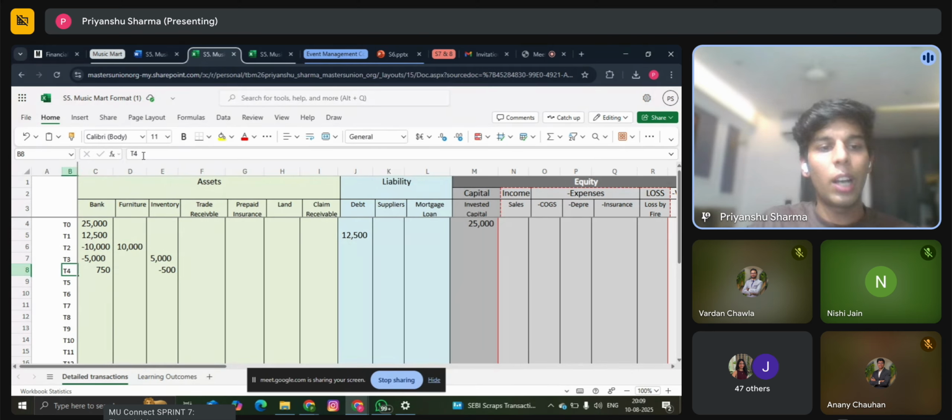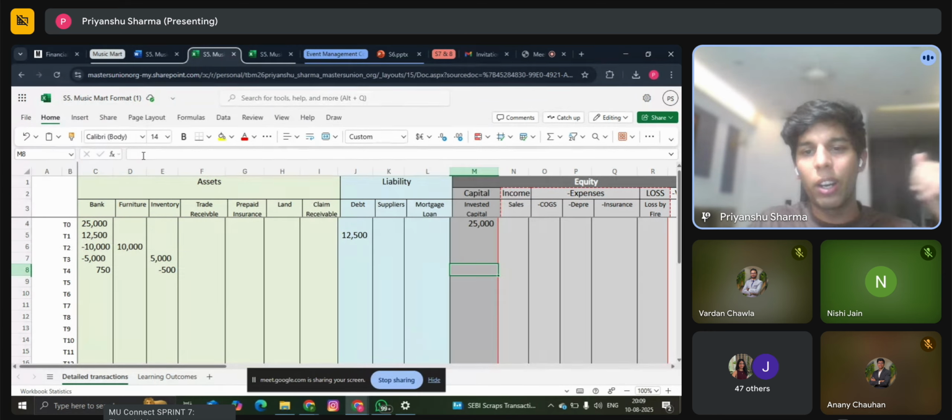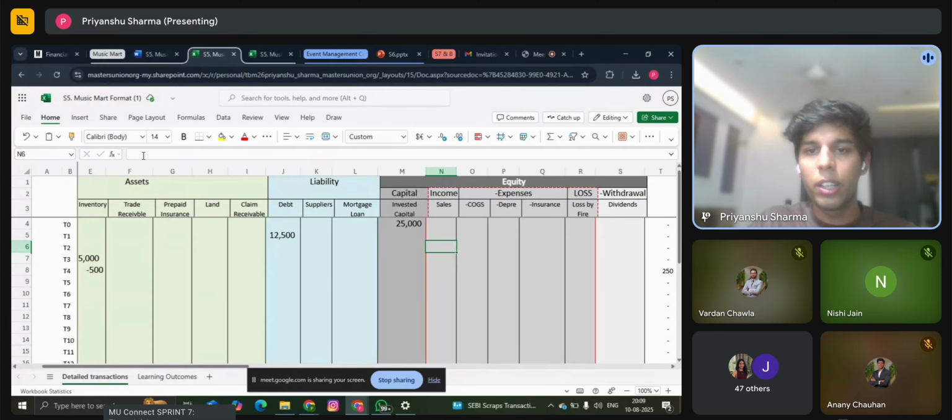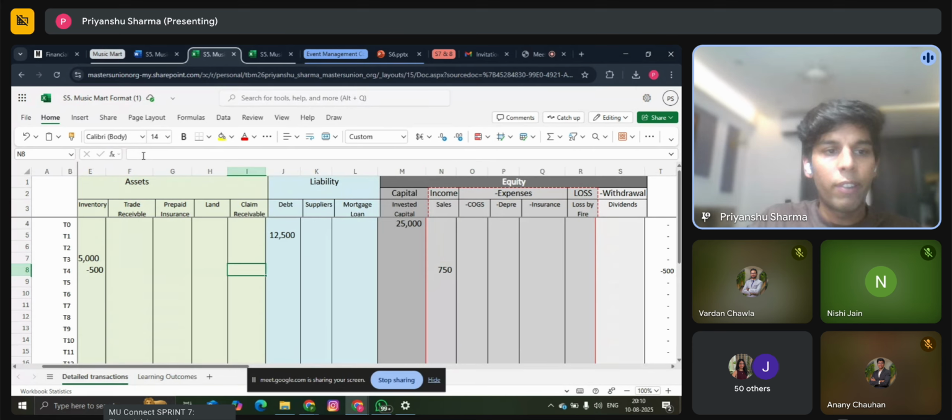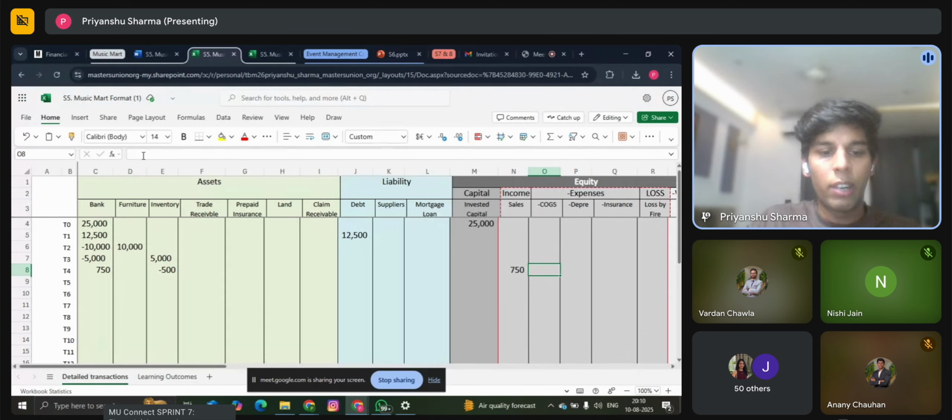Now, since this comes under the business operations part of Ankur sir's framework, which is basically how your sales and costs are concerned, this transaction will also be recorded in the income statement. Sir has clearly populated the income statement in this format, which is sales, cost of goods sold, depreciation, insurance, and loss. So this is your income statement. We'll just put down 750 worth of sales here, and 500 in the COGS side.